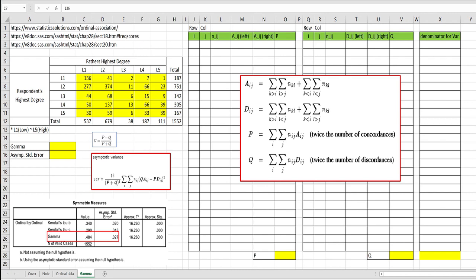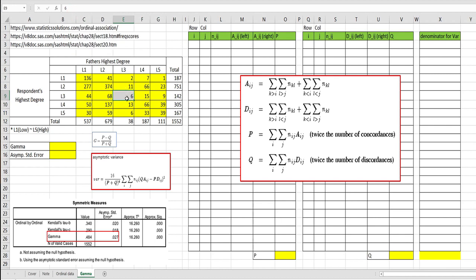In order to get the gamma statistic, we need to understand this formula, which is from the SAS document. Firstly, I will show you how to calculate Aij and Dij, and then I will show you how to calculate P, Q, and asymptotic standard error. For Aij and Dij, we need to understand the left part and right part. Let me explain it by one example.